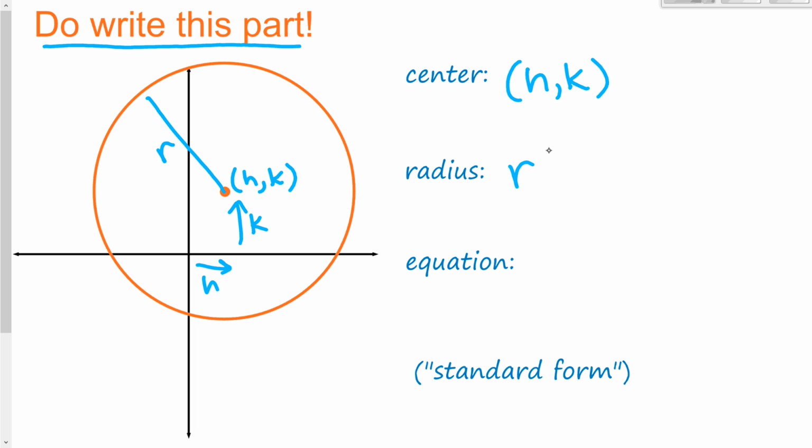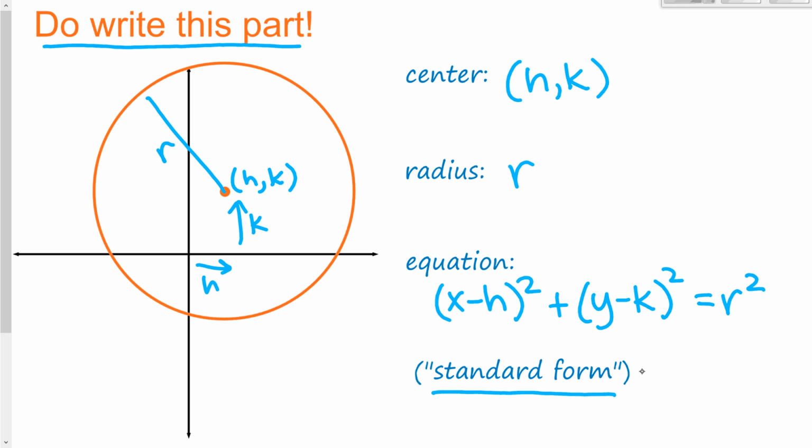Now, you know transformations well enough to know that if you shift something left or right, you just add or subtract to x. And if you shift something up or down, you just add or subtract to y. So that gives us this equation. (x minus h) quantity squared, that represents the left or right shift, plus (y minus k) quantity squared, that represents the shift up or down, equals r squared. And again, I'm going to call this standard form.